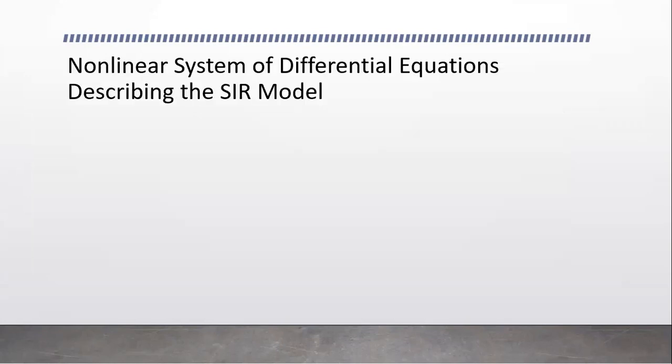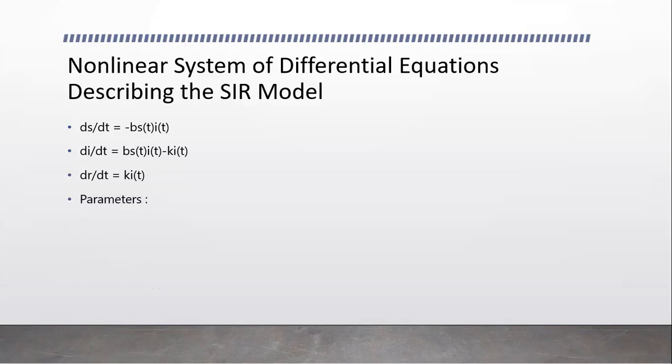A nonlinear system of differential equations describing the SIR model. You have dS/dt equal to negative b times the susceptible population times I, the infected population. This is negative because you start off with the initial population, but as people become infected, this is getting subtracted from. Therefore, this number is always going to be decreasing. You have dI/dt, which is b times the susceptible population times the infected population minus k times the infected population. And then you have dR/dt, which is equal to k times the infected population.